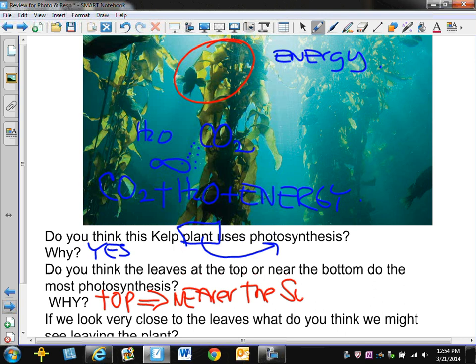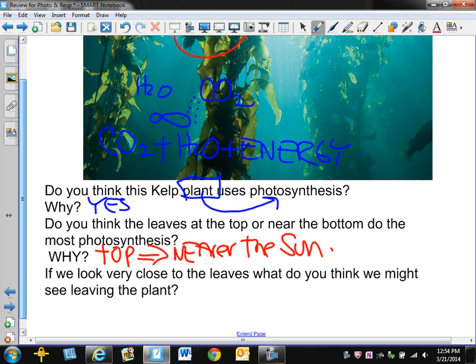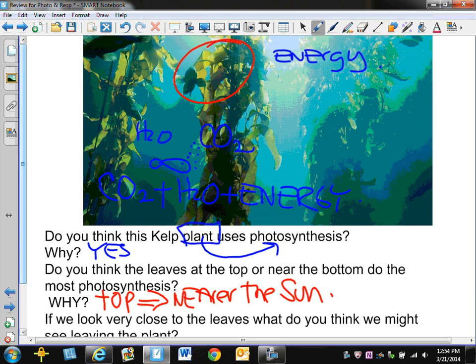Excellent. You guys got that and the mouse one really, really well. Okay. If we look very close at the leaves, what do you think we might see leaving the plant? What leaves the plant? No. What leaves the plant? What does the plant give us?